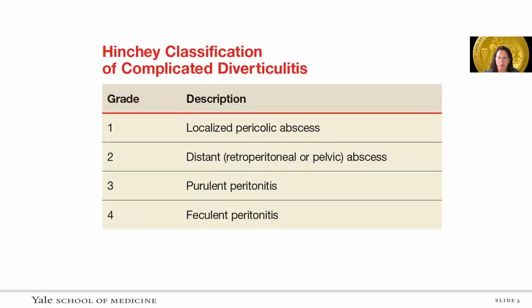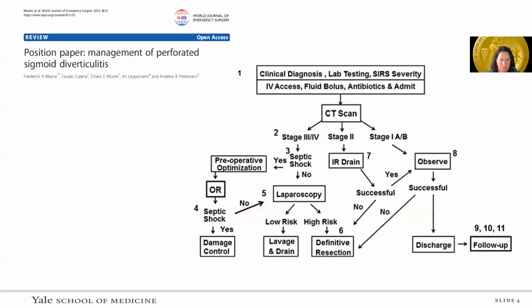And as we all know, diverticulitis, or the inflammation and/or perforation of generally sigmoid diverticulitis, has been classified by Hinchey into 4 different classifications: localized pericolic abscesses, distant retroperitoneal and/or pelvic abscesses, purulent peritonitis, which represents frank perforation, and feculent peritonitis, which represents frank perforation with stool within the peritoneal cavity.